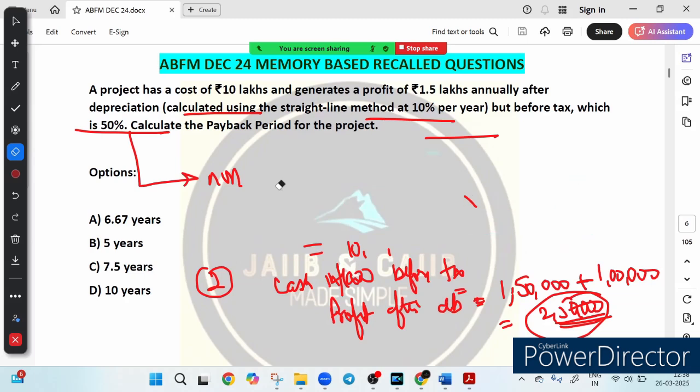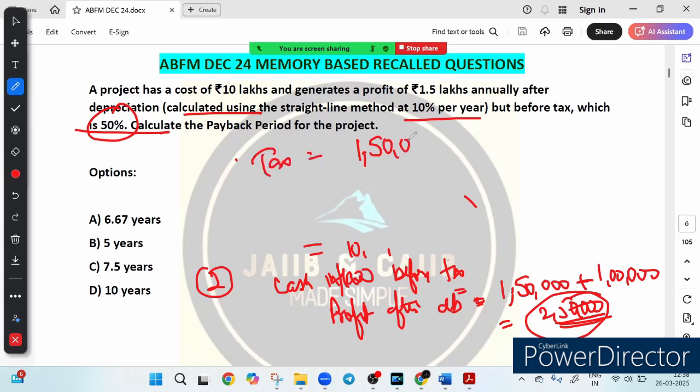So for the cash inflow before tax, we have to calculate the tax. Let's do the tax calculation. As you can see, the tax rate is 50%, applied on the profit. So the tax will be 1,50,000 multiplied by 50%. What is 50% of 1,50,000? It is 75,000. So this is the tax. What will be the net cash inflow after tax?